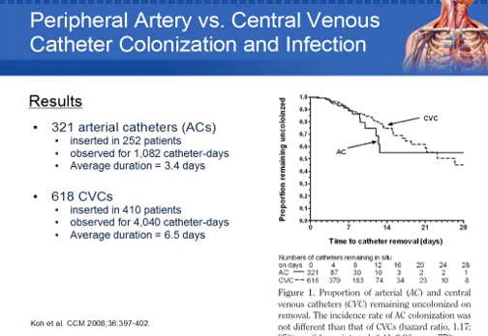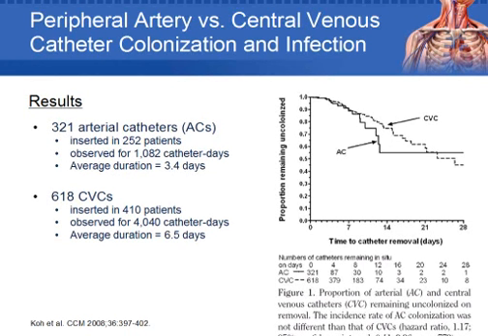In contrast, there were about twice as many, 618 central venous catheters inserted in about 400 patients. They observed about 4,000 catheter days, and the average duration was about 6.5 days. If you look at the figure on the right, it shows the proportion of arterial catheters and central venous catheters that remain uncolonized on removal. On the x-axis, we have the time to catheter removal, ranging anywhere from 0 up to 28 days. And on the y-axis, we have the proportion of catheters remaining uncolonized.